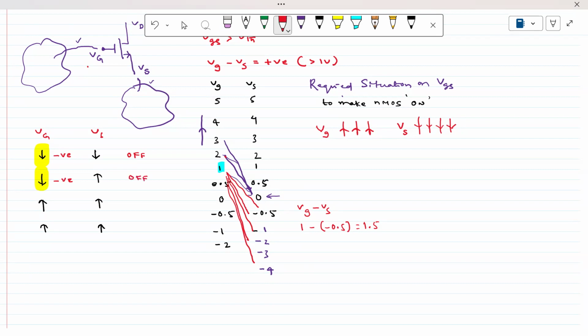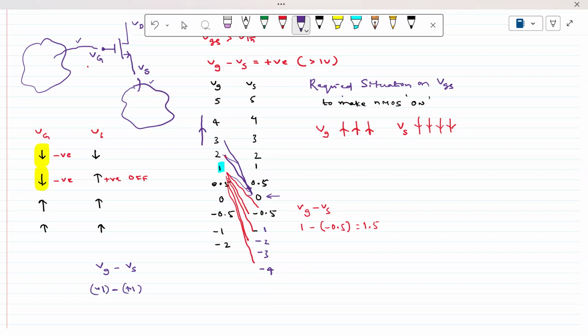Actually, this upper case may not be definitely true. But this case is definitely off because it is in the positive direction. Since the gate potential is less, let me write one example. VG minus VS, right? In this case, VG is negative, for example minus 1 volt, and the source potential is on the positive side, for example plus 1 volt.